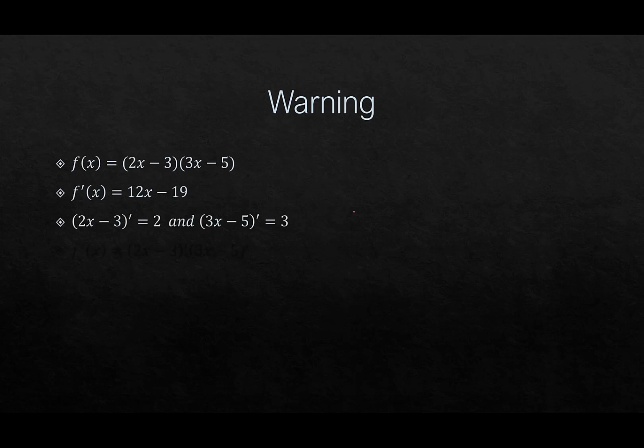But let's have a warning and a little comparison. In the derivative of 12x minus 19, I want you to notice that if I just took the derivative of 2x minus 3, I would get 2. And if I just took the derivative of 3x minus 5, I would get 3. If we multiply them together, 2 times 3 equals 6, and I can see that that's not the same thing as our derivative 12x minus 19. So it's important to notice our derivative is not the product of the derivatives of the individual factors. We do have to multiply them out to get the answer.